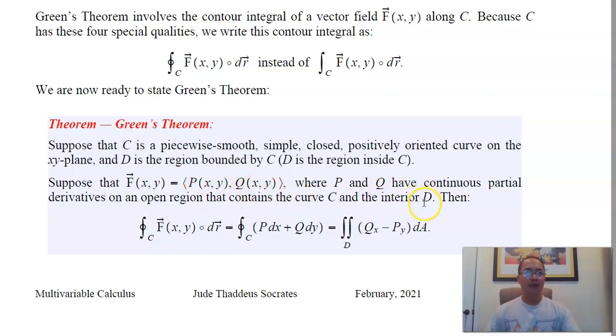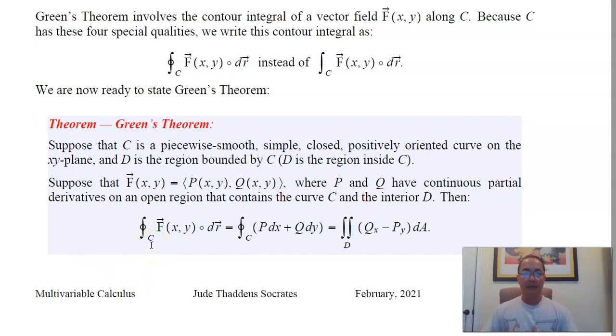And P and Q have continuous partial derivatives on an open region that contains the curve C and the interior D. In other words, you see the curve, you see the domain inside, just make it a little bit bigger, and you want your vector field to be continuous on that slightly bigger region. Of course that's not an issue if your vector field is defined over the entire plane. All right, so what does Green's theorem say?